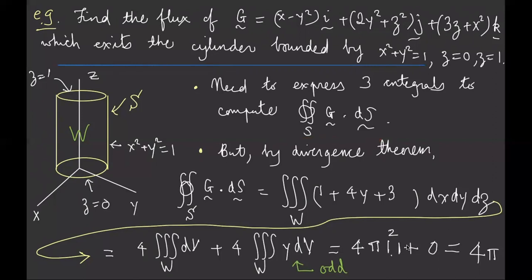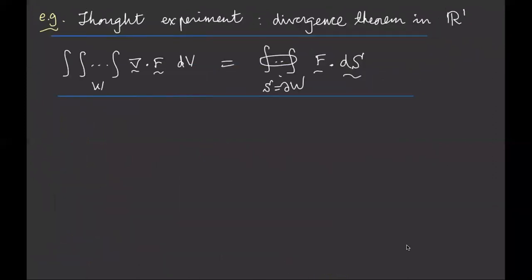So you have a tool which enables you to transfer between certain types of flux integrals and triple integrals over the interior, and in some cases one or the other of those might be easier to calculate, and then you can just use that as a technique. Okay. Next example, I'm going to think of this as a thought experiment.